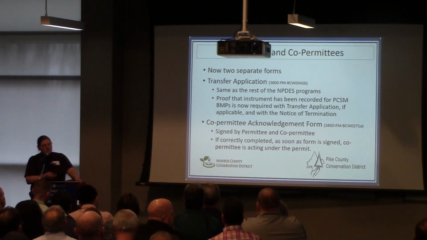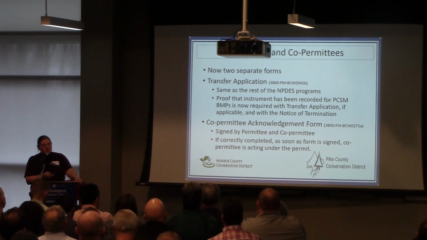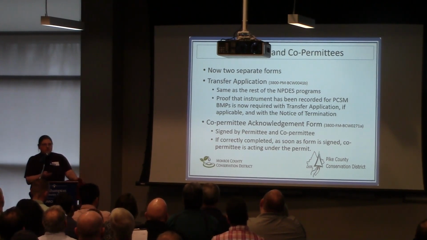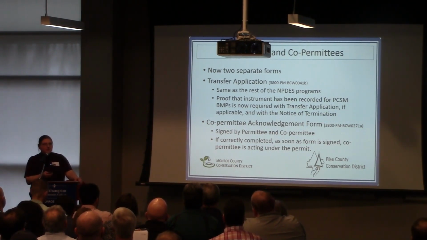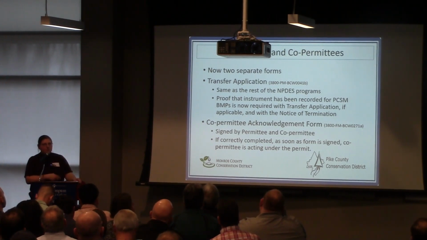This was mentioned before, but I just want to point out that the transferee and the co-permittee forms are now two separate forms. The transfer application is not going to look like anything you've seen if you've only worked in the stormwater NPDES program. It's going to look like the rest of the NPDES program, so the industrial waste discharge, those kind of things. So it's found with the rest of the NPDES programs, and I suggest referring to the link that we have on the resource page to find it, because it's not where you normally would be looking for it.